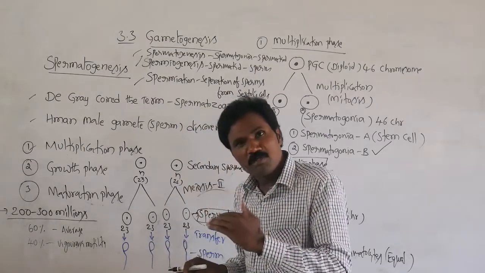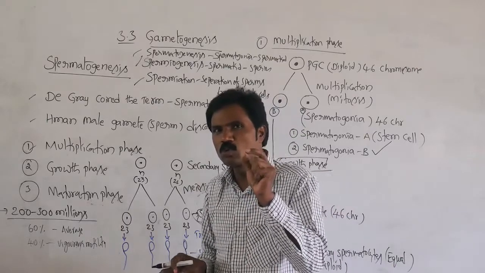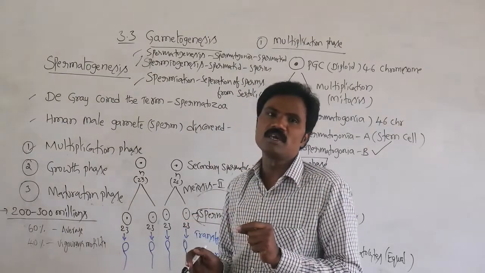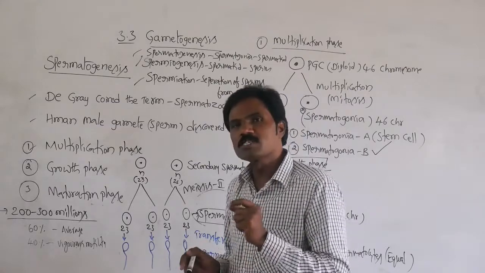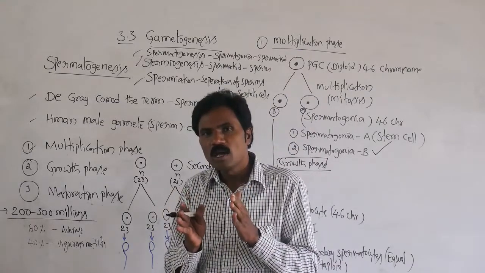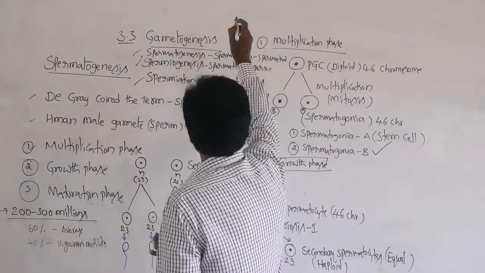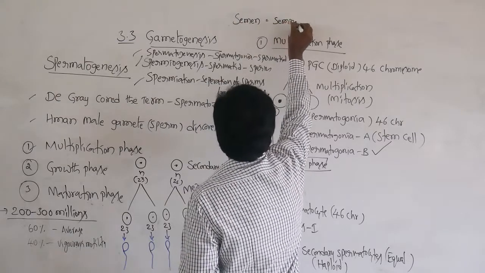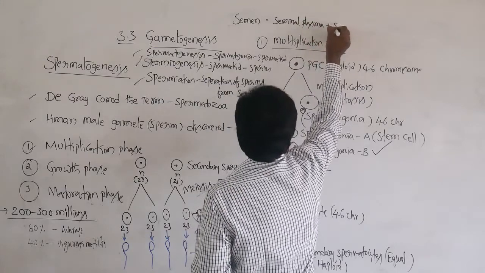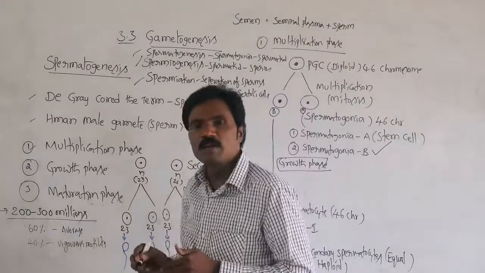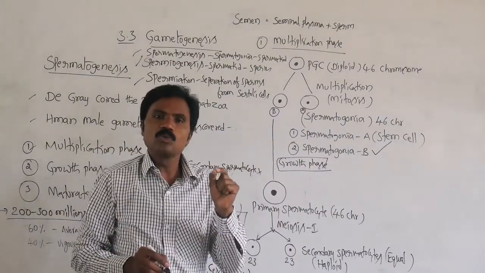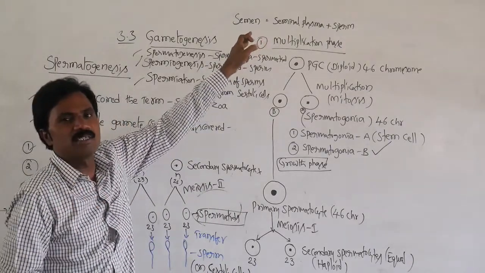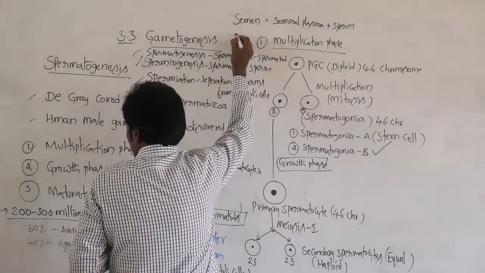Suppose there are less than 20 million per ejaculation. Why? Because one ejaculation is 2 to 3 ml of semen. What is semen? Seminal plasma along with sperm. Seminal plasma plus sperms, that is what we call semen. So in one ejaculation, 2 to 3 ml is present.